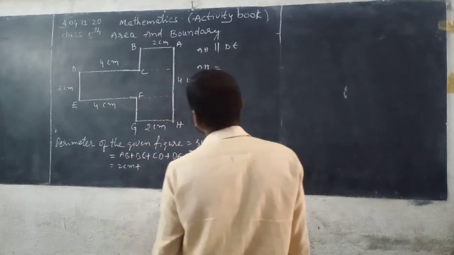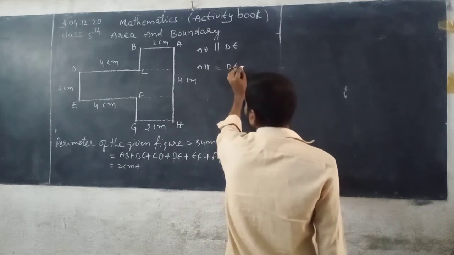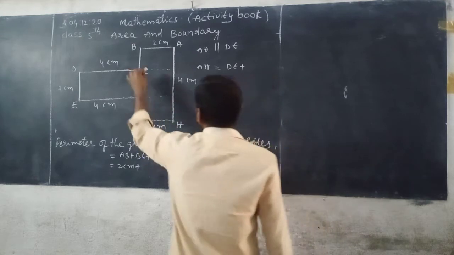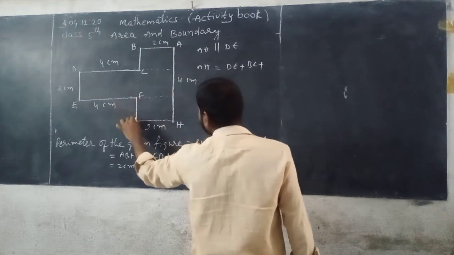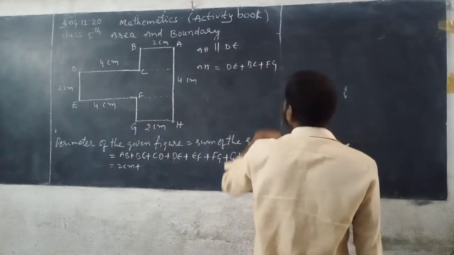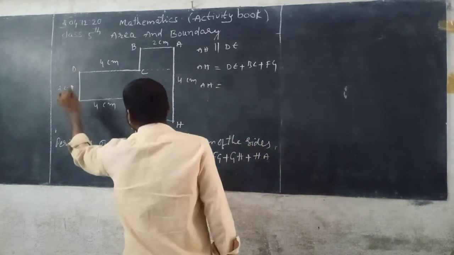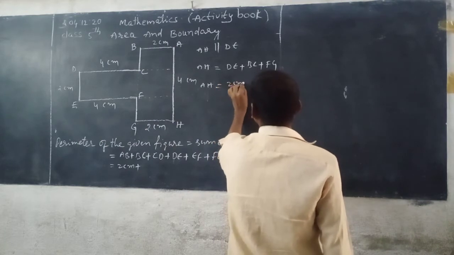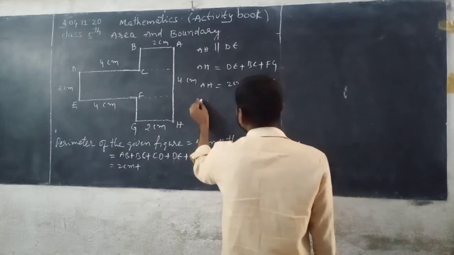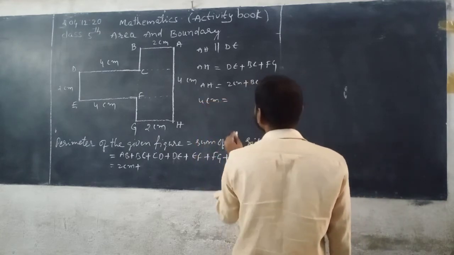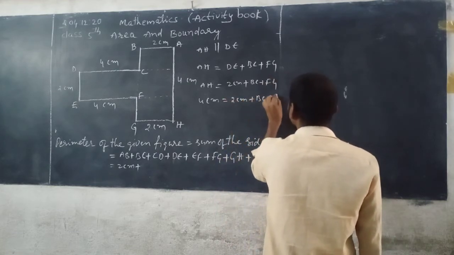Then you can write AH is equals to DE plus BC plus FG. Then AH is equals to 4 centimeters, and DE is equals to 2 centimeter. So 4 centimeters is equals to 2 centimeter plus BC plus FG.